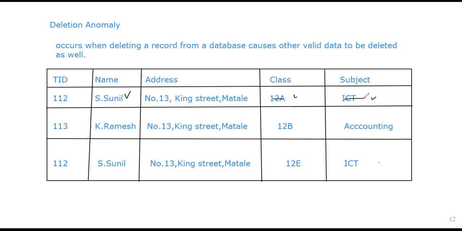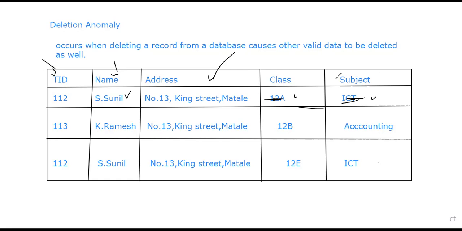But now what does this deletion anomaly mean? It occurs when deleting a record from a database causes other valid data to be deleted as well. Actually, you want to delete this 12A and this ICT because the teacher is not teaching any subject now. But when you delete these, the teacher's address, teacher's name, and teacher's ID, you actually no need to delete them, because that is not related to class details.